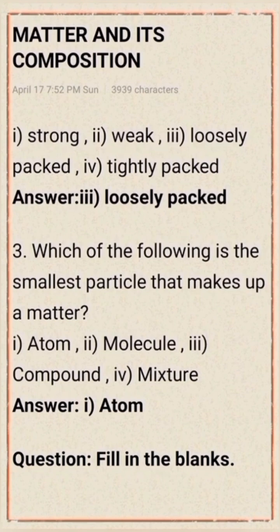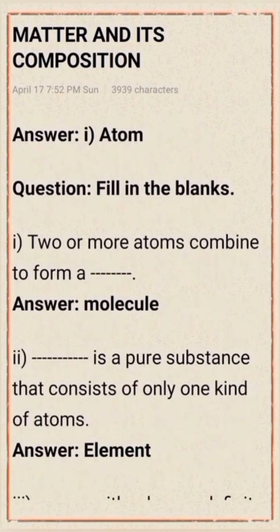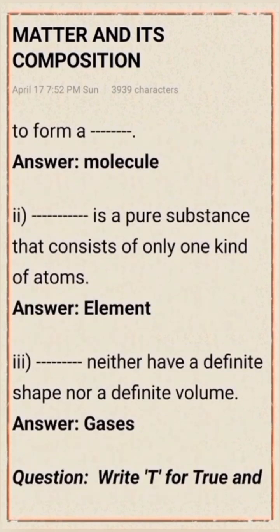Next question type, fill in the blanks. First question, two or more atoms combine to form a molecule. Next question, dash is a pure substance that consists of only one kind of atom. Answer, element. Next question, dash neither has a definite shape nor a definite volume. Answer, gases.